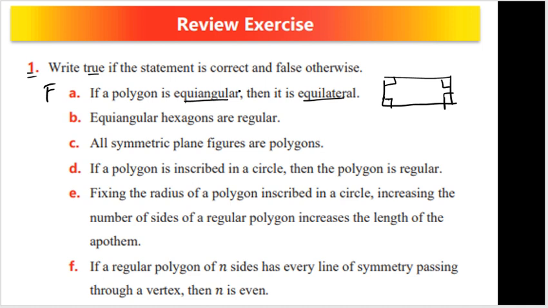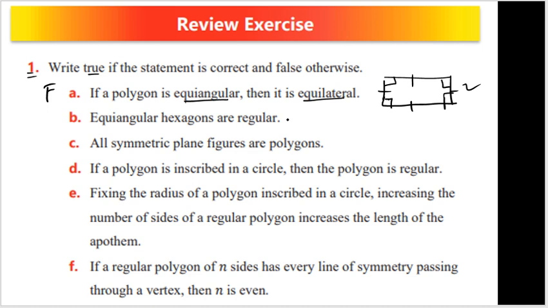Equiangular means every angle must be equal. So a rectangle satisfies that condition, but it's not equilateral. Only opposite sides are equal in the case of a rectangle. So that's false. B, equiangular hexagons are regular.